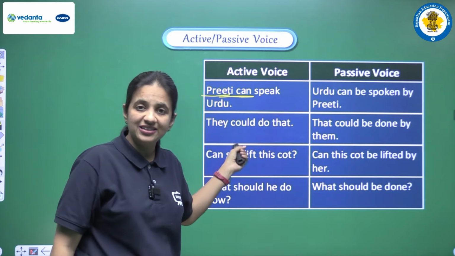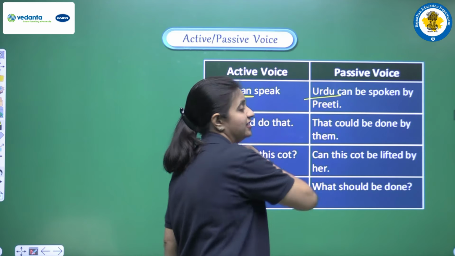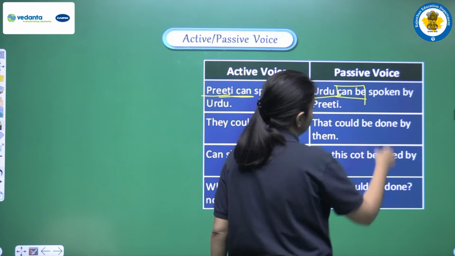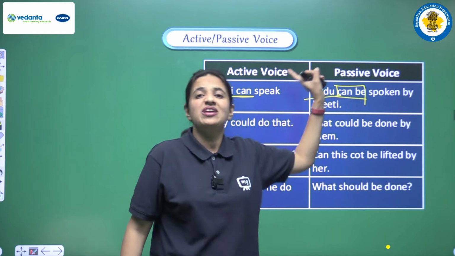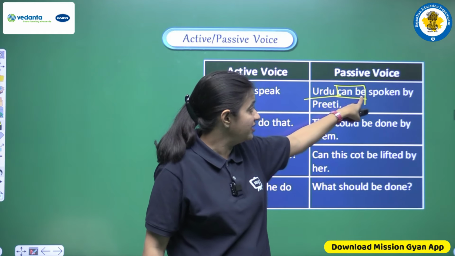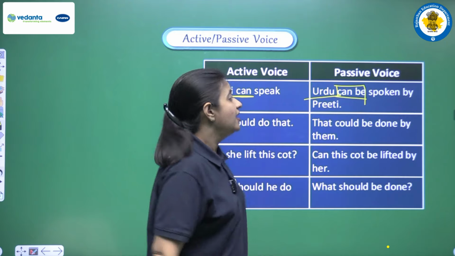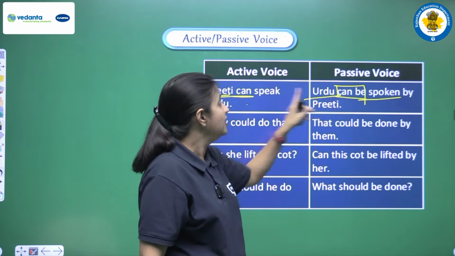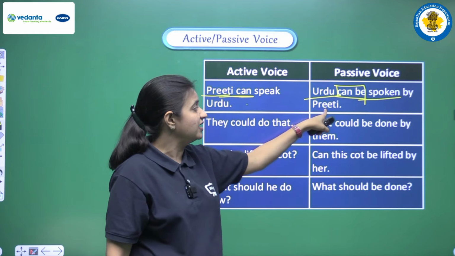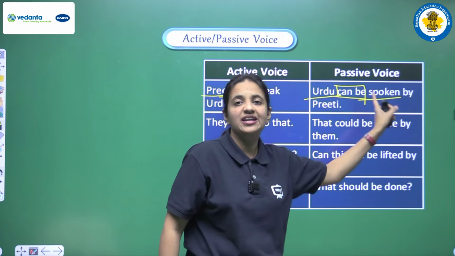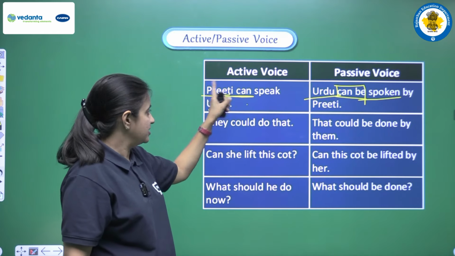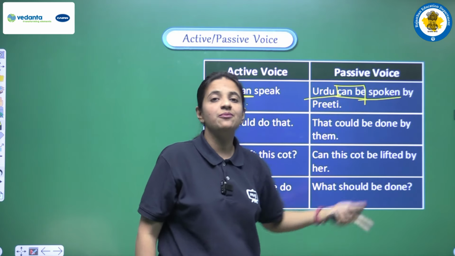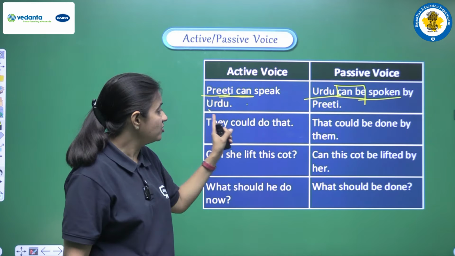So now when we are converting this sentence into passive voice, first of all we have to write the object, that is Urdu. Next we are writing modal plus be. So again notice this thing, we are not converting the modal, we are using the same modal, but along with that we are adding be here. After that third form, that is spoken, because speak is first form, third form will be spoken, and in the end of the sentence we are writing the subject, that is Preeti, and yes, we are writing by also. So the sentence of active voice is Preeti can speak Urdu, and the passive voice will be Urdu can be spoken by Preeti.